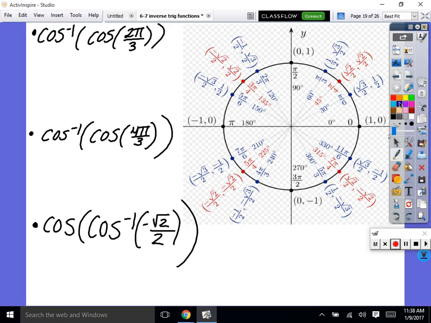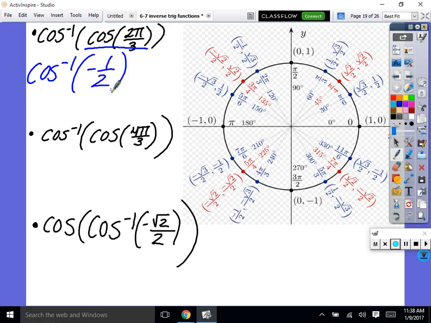It says, what's the cosine of 2 pi thirds? So let's just answer the inside. This whole thing says, the angle whose cosine is the cosine of 2 pi thirds. Let's just work from the inside out. We're just evaluating multiple things here. So what is the cosine of 2 pi thirds? Locate 2 pi thirds. Cosine is negative a half. So we're really finding cosine inverse of negative 1/2.